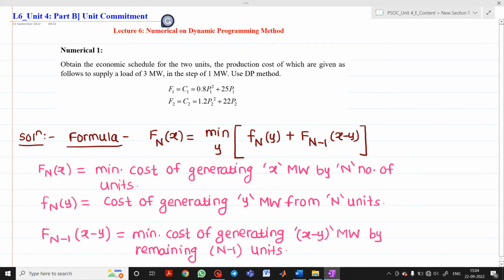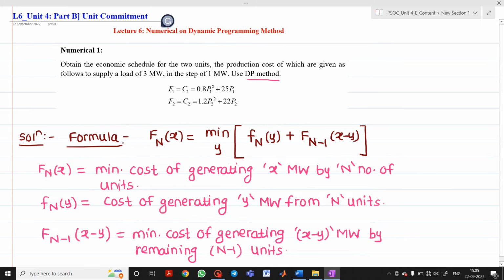Now the equations have been given. F1 or C1 equal to 0.8 P1 square plus 25 P1. F2 will be equal to C2 equal to 1.2 P2 square plus 22 P2. Now here we have to use a dynamic programming method.